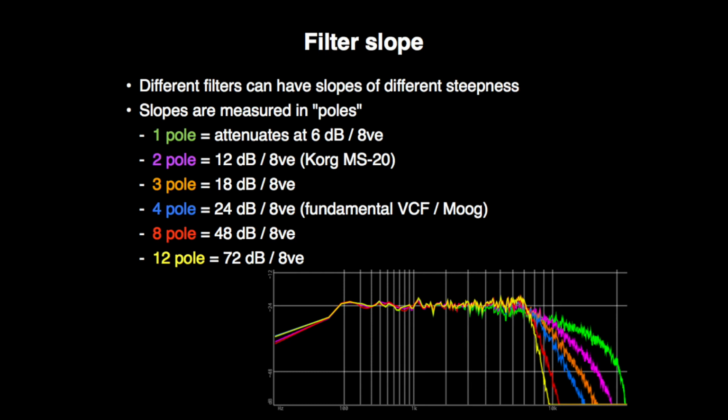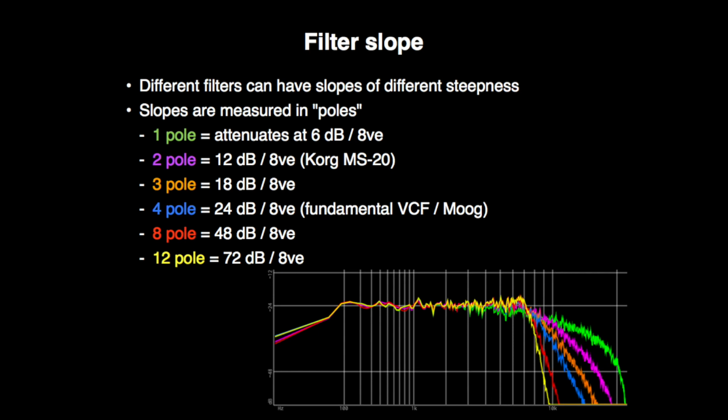So once again, that means that, let's say our filter's cutoff frequency is 1,000 hertz. That means an octave above that, at 2,000 hertz, the energy will be 6 dB softer. An octave above that, at 4,000 hertz, it's going to be 6 dB softer still, so 12 dB softer, etc. So every octave we go, we're getting 6 dB softer. A 2-pole filter is going to be twice as steep. So it's going to attenuate at 12 dB per octave.